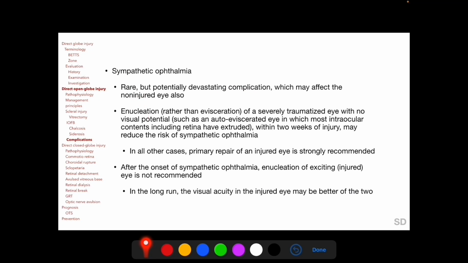Enucleation rather than evisceration of a severely traumatized eye with no visual potential, such as an auto-eviscerated eye, within 2 weeks of injury may reduce the risk of sympathetic ophthalmia, but this is a very rare event, and in all other cases, primary repair of an injured eye is strongly recommended. And after the onset of sympathetic ophthalmia, enucleation of the exciting or injured eye is not recommended, because in the long run, the visual acuity in the injured eye may actually be better of the two.